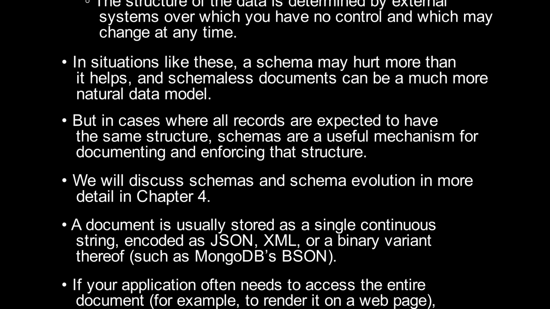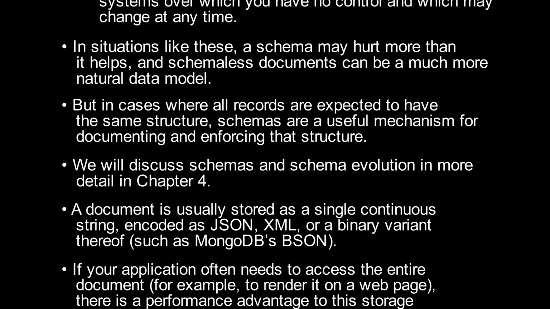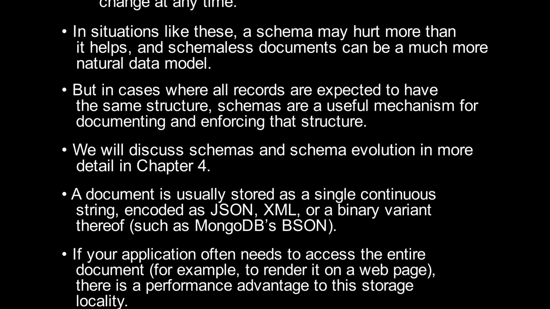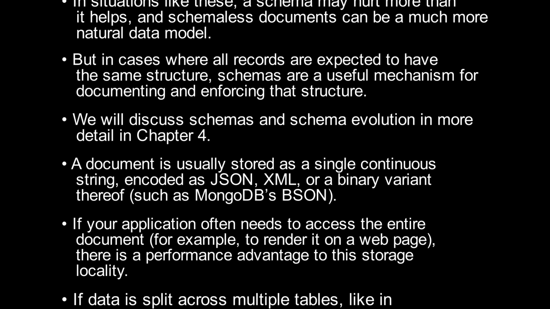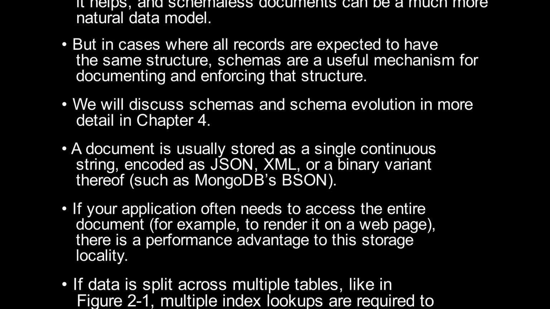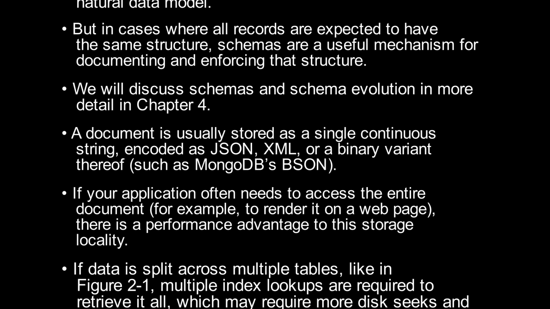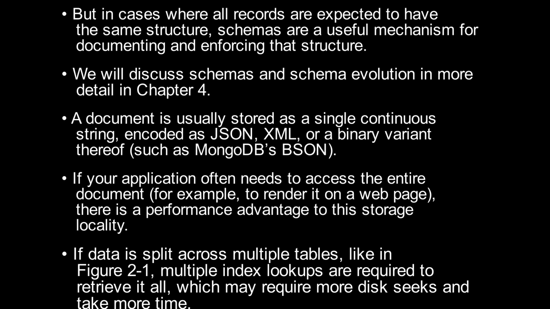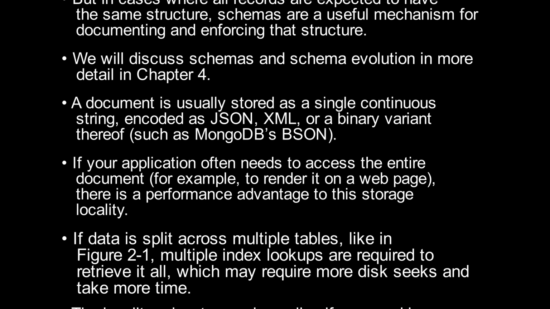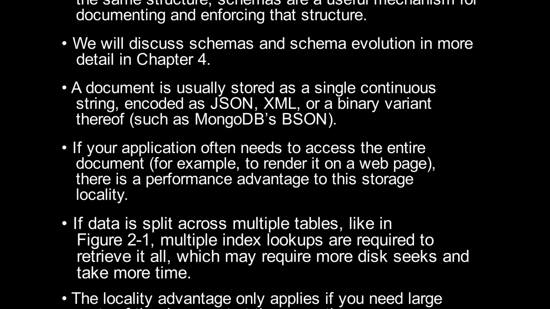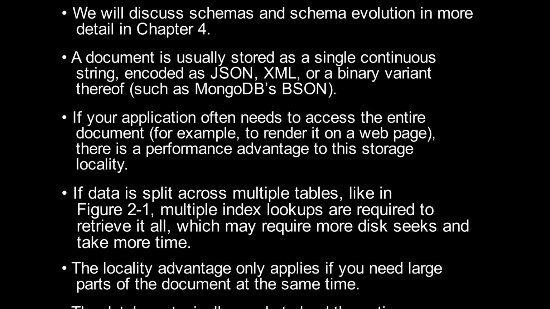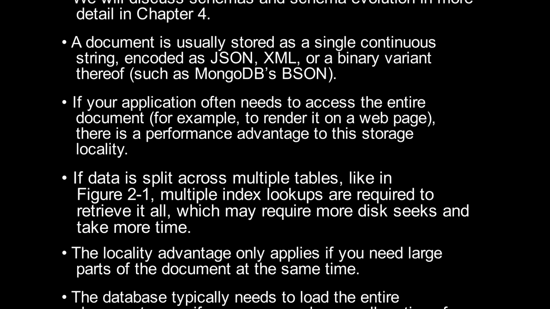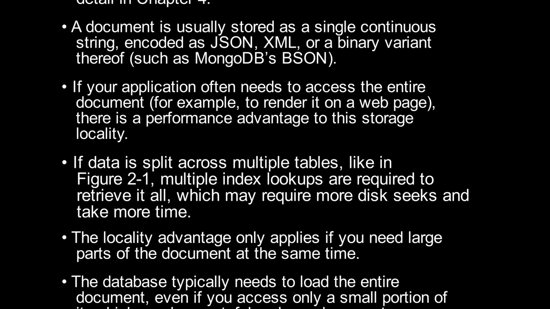A document is usually stored as a single continuous string, encoded as JSON, XML, or a binary variant thereof such as MongoDB's BSON. If your application often needs to access the entire document, for example, to render it on a web page, there is a performance advantage to the storage locality. If data is split across multiple tables, like in Figure 2-1, multiple index lookups are required to retrieve it all, which may require more disk seeks and take more time.